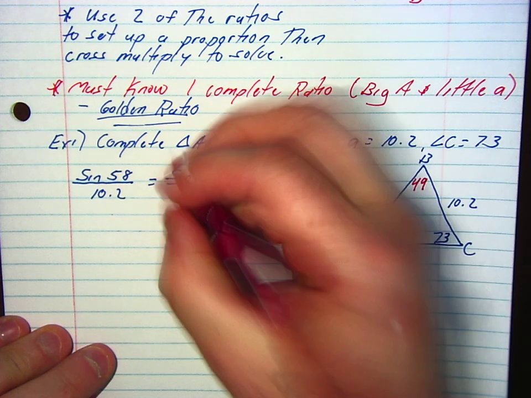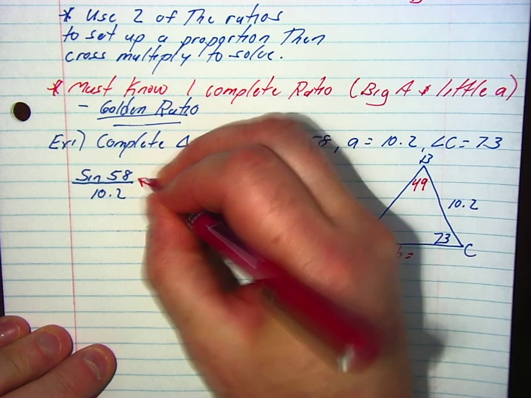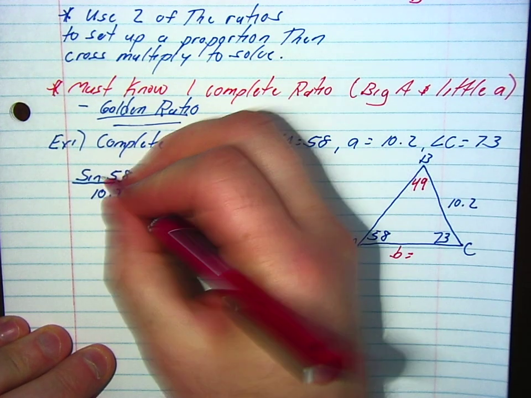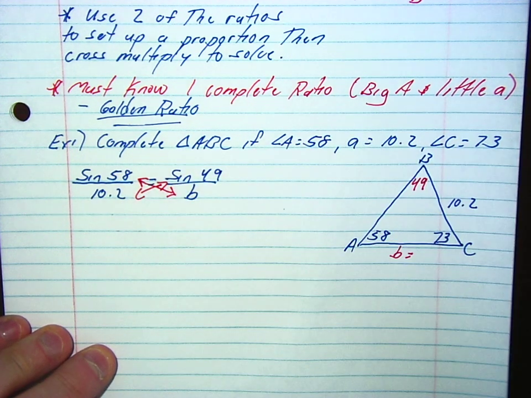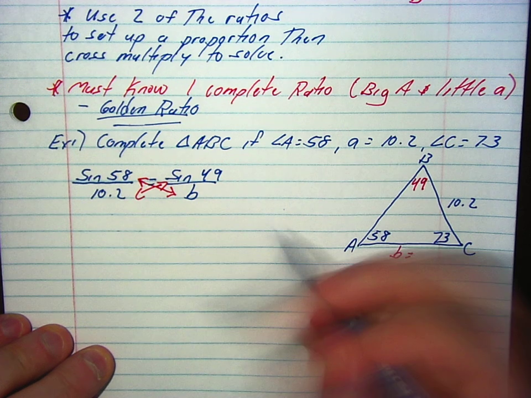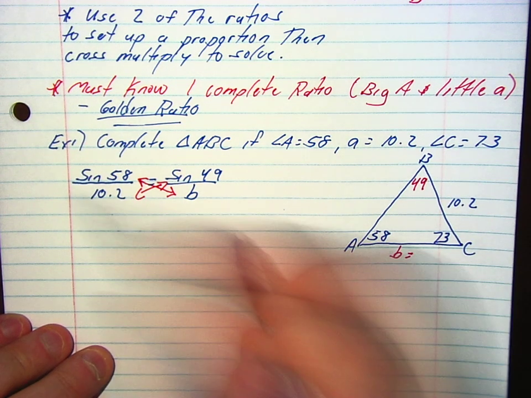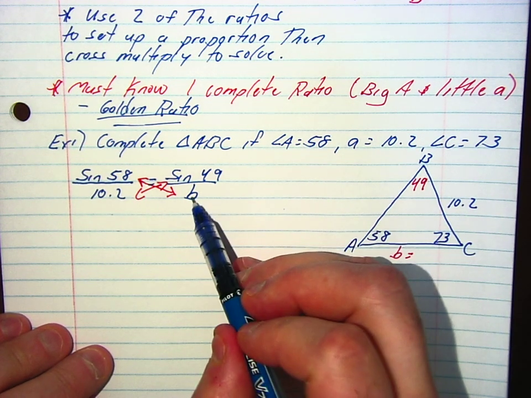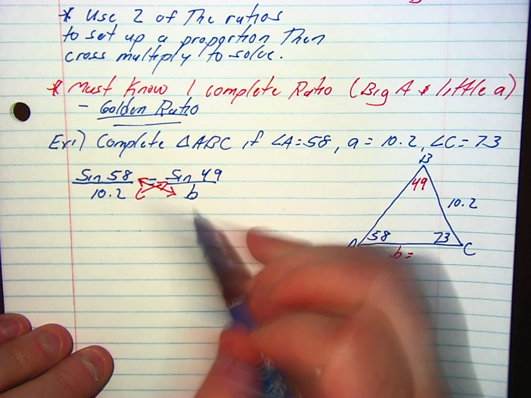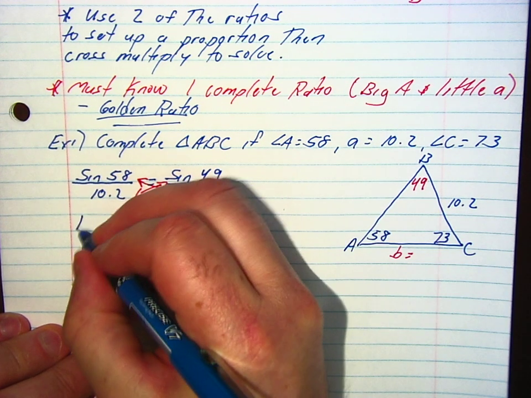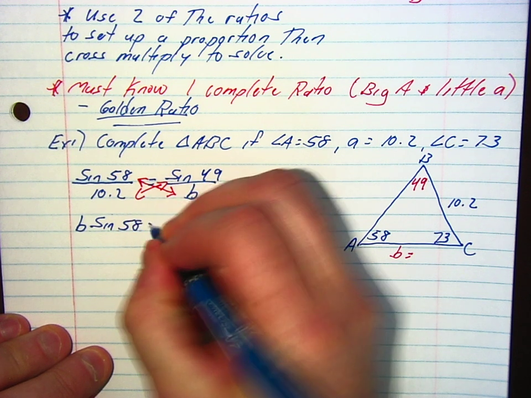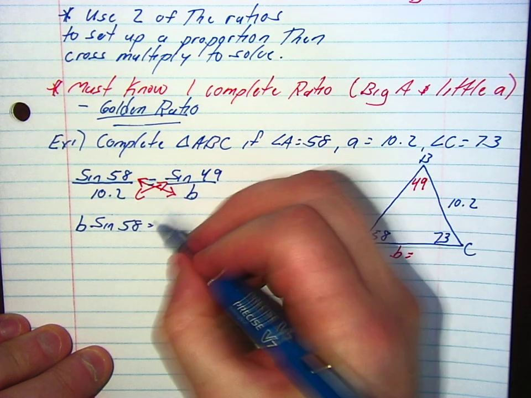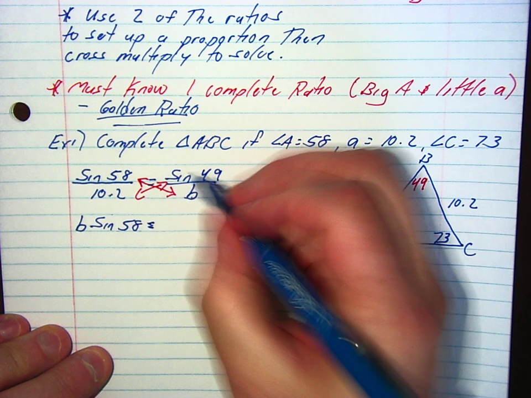That means that this times this, so b times that, would equal this times this, 10.2 times the sine of 49. So I don't want you to actually use a calculator right now. I just want to see the cross multiplying. So b times this means just put the b in front. That would be multiplication. So that's b times the sine of 58 equals this times this. Same thing. I'm just going to put 10.2 in front of that.